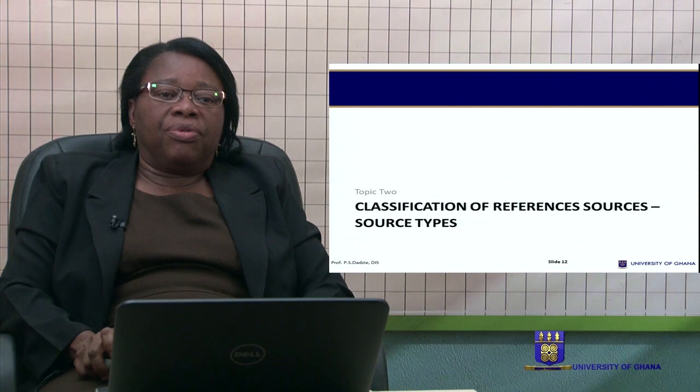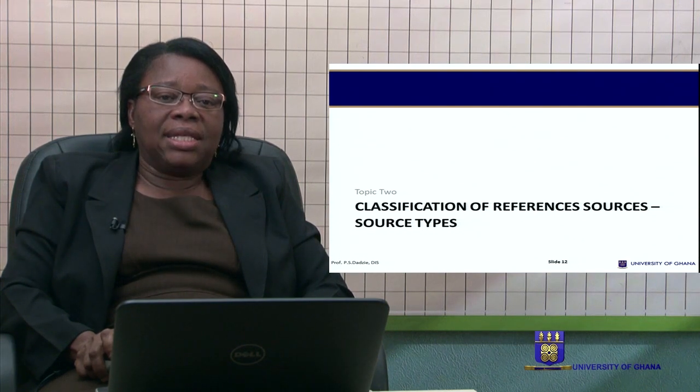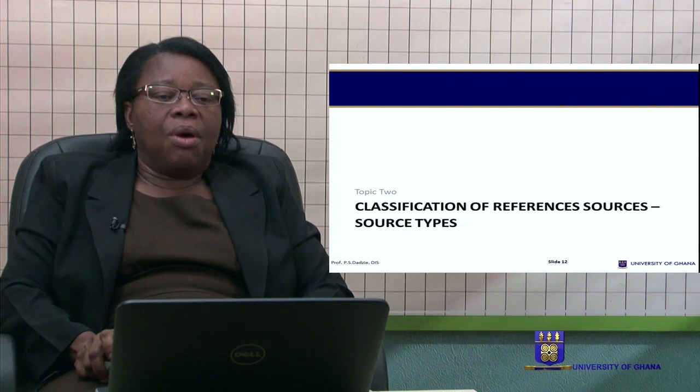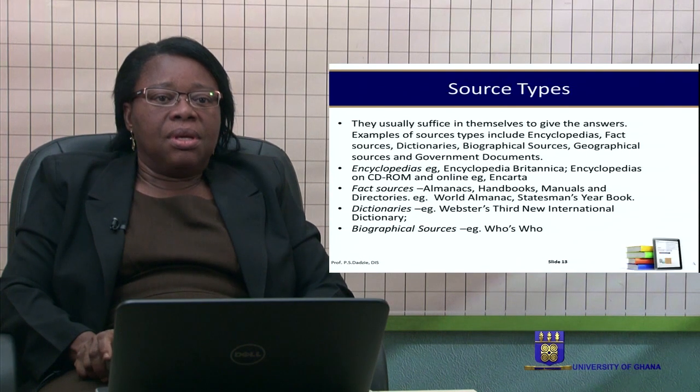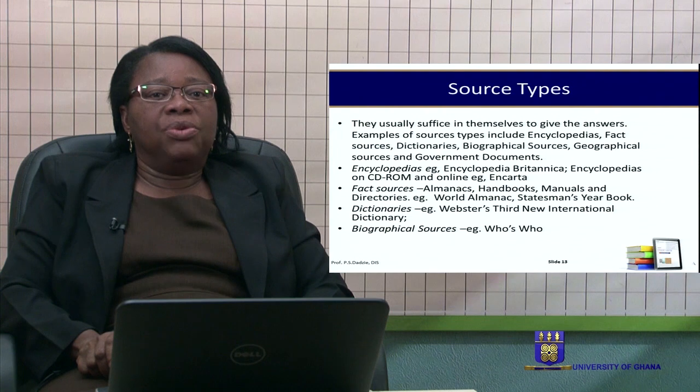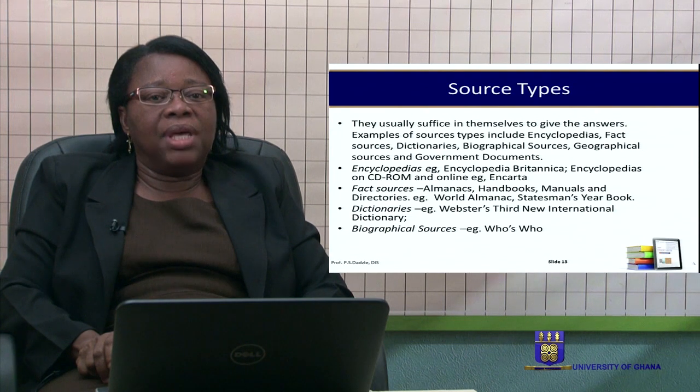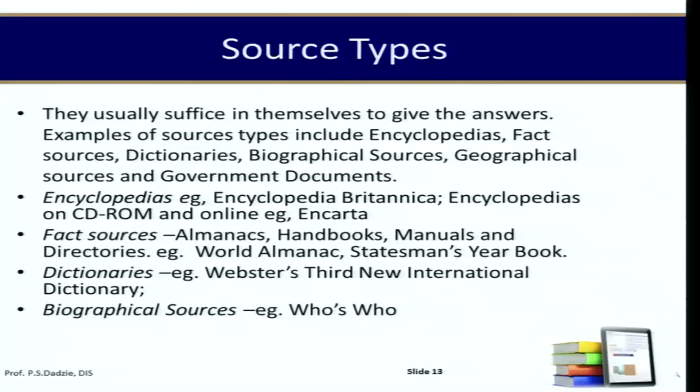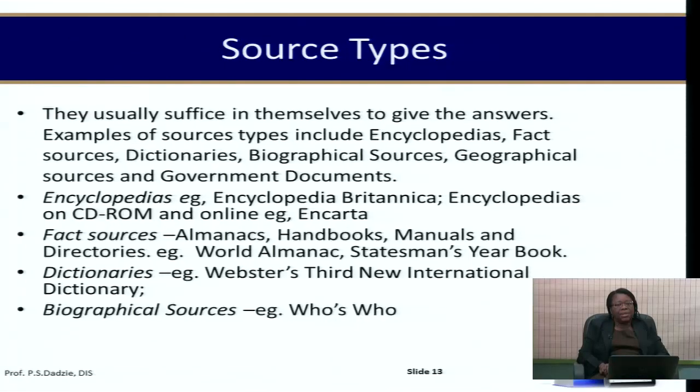Now, this school of thought, which talks about control access directional, also talks about source types. Now, what do we mean by source types? Source types usually suffice in giving you the answers. So for instance, if you take a source type such as an encyclopedia, you are able to get the answer directly from the encyclopedia. So let's look at examples of source types.